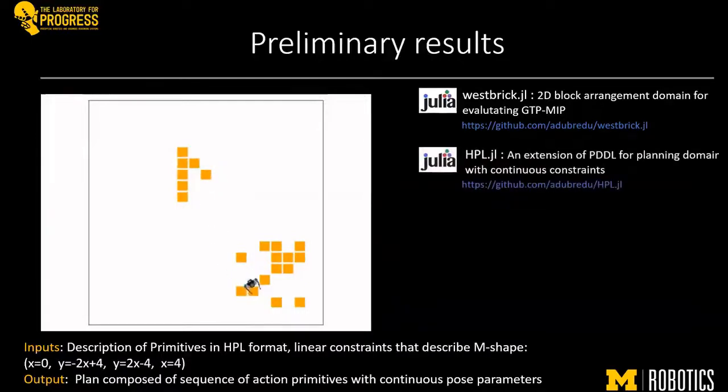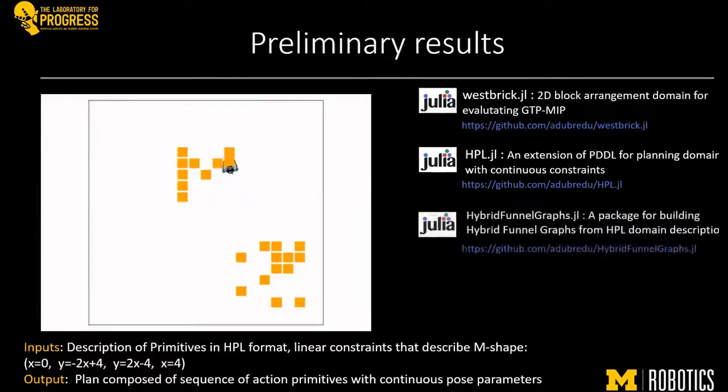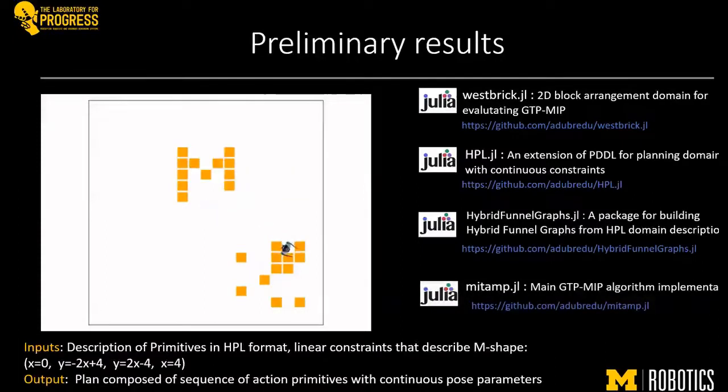HPL is an extension of PDDL with which you can encode continuous constraints, because currently PDDL can only encode symbolic fluents. Used with HPL.jl, we came up with a way of encoding continuous constraints in the planning problem. There's also a package for building a hybrid funnel graph from an HPL description. And then MITOMP is the main algorithm implementation. All of these depend on each other. I'm doing this to make it as general as possible, so I can build on it and other people can also use it.